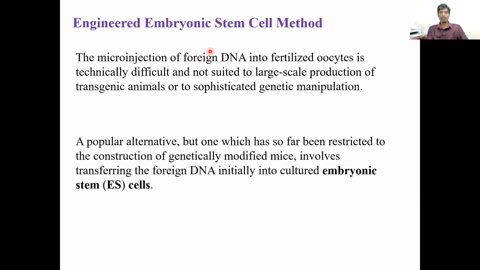The microinjection of the foreign DNA into fertilized oocytes is technically difficult and not suited to large scale production of transgenic animals or to sophisticated genetic manipulation. So as I told you, a popular alternative, but one which is so far restricted to the construction of genetically modified mice, involves transferring foreign DNA initially into cultured embryonic stem cells.